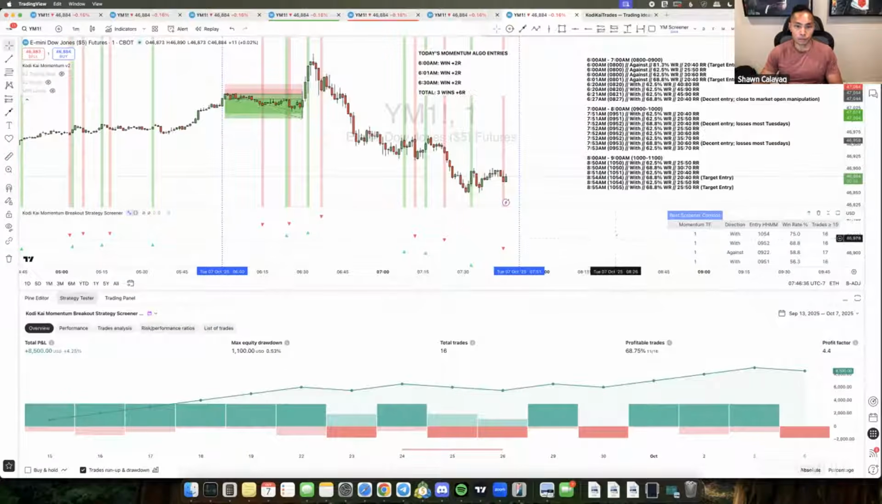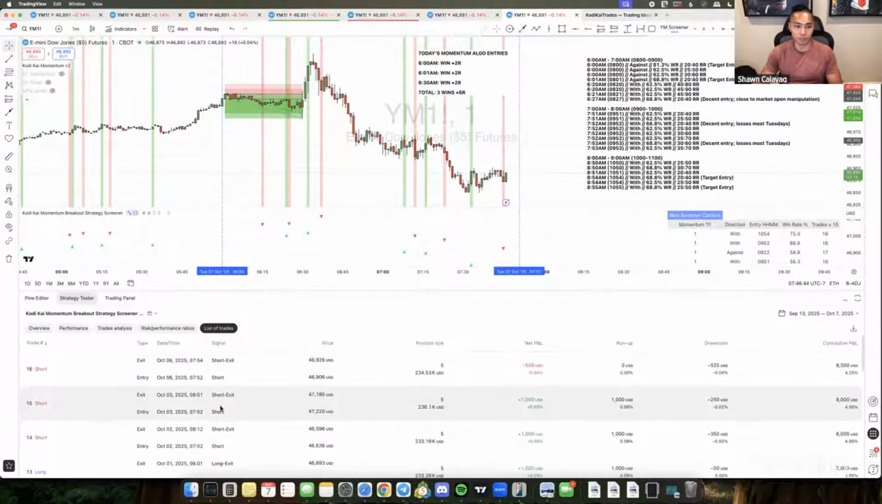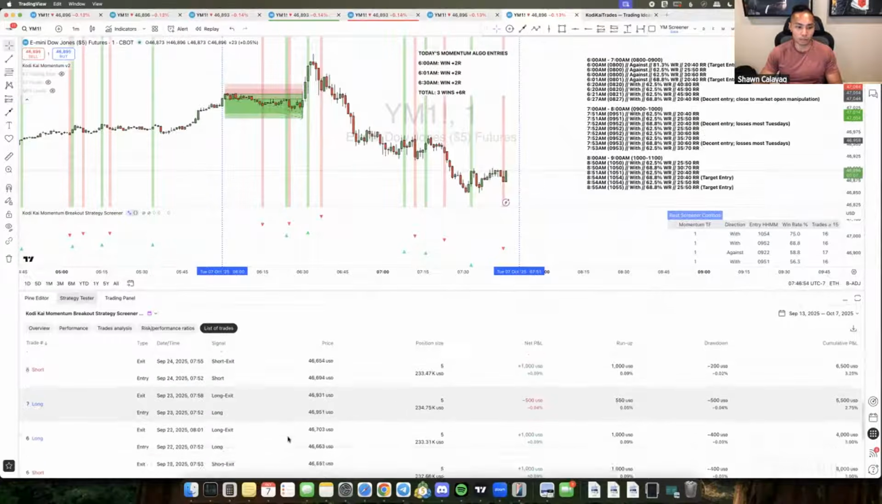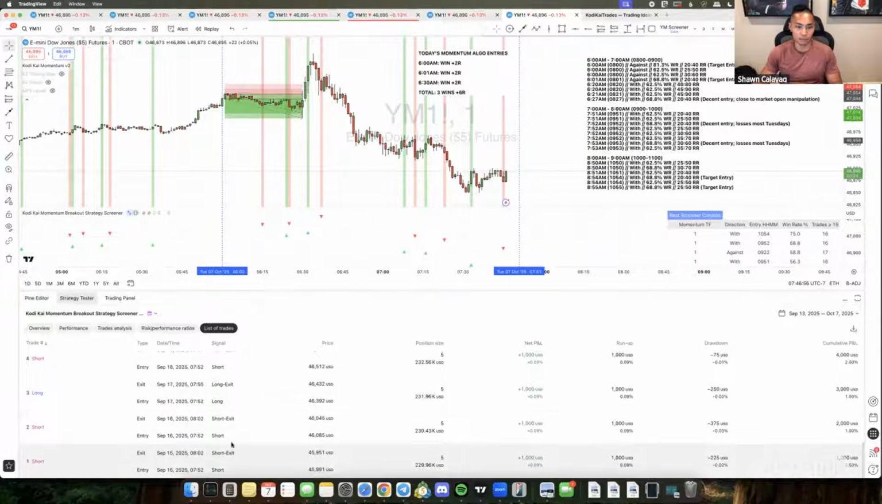So this would be a decent entry, not a good entry, but a decent entry. I even put the note right there: decent entry. Loses most Tuesdays. It doesn't lose every Tuesday, but it loses most Tuesdays. So we're probably not going to take this trade. You can see over here, this is last Tuesday, September 30th. It was a loss. The Tuesday before that was September 16th. It was a win.